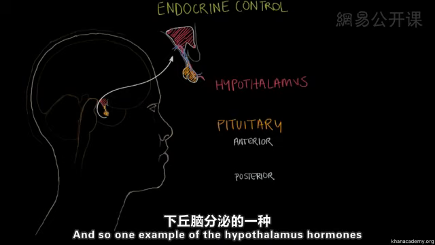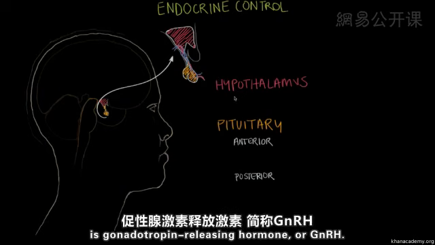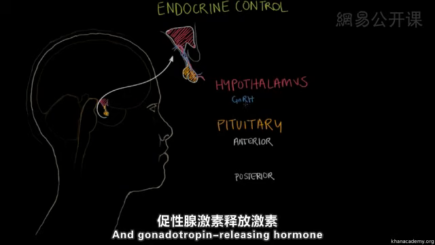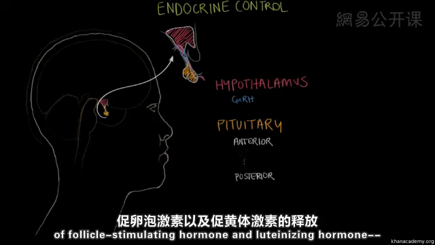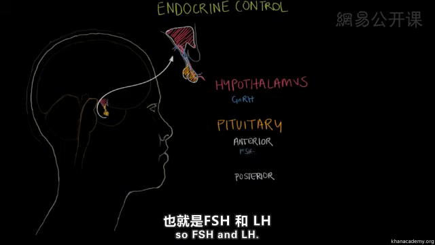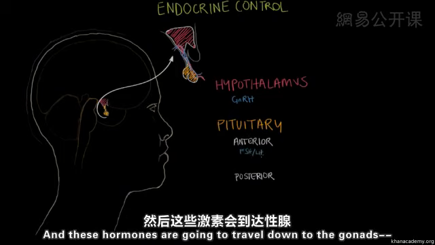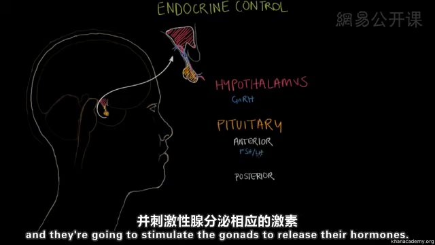And so one example of the hypothalamus hormones that signal the pituitary gland is gonadotropin releasing hormone, or GnRH. And gonadotropin releasing hormone is going to go down to the anterior pituitary, and it's going to stimulate the release of follicle stimulating hormone and luteinizing hormone, so FSH and LH. And these hormones are going to travel down to the gonads, in the male the testes, in the female the ovaries, and they're going to stimulate the gonads to release their hormones.